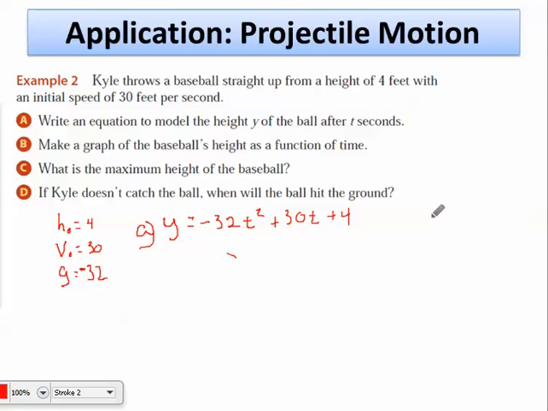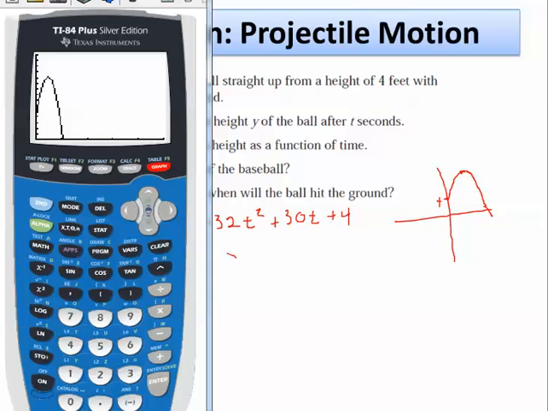Cool. So what did it look like? Well, graph like this. It's going to start at 4 feet like this. It's going to go up and back down like that. Okay? So can we find this maximum value here? Why, sure we can find that maximum value. We've got a couple of points. We know the equation, right? Remember where my axis of symmetry is?